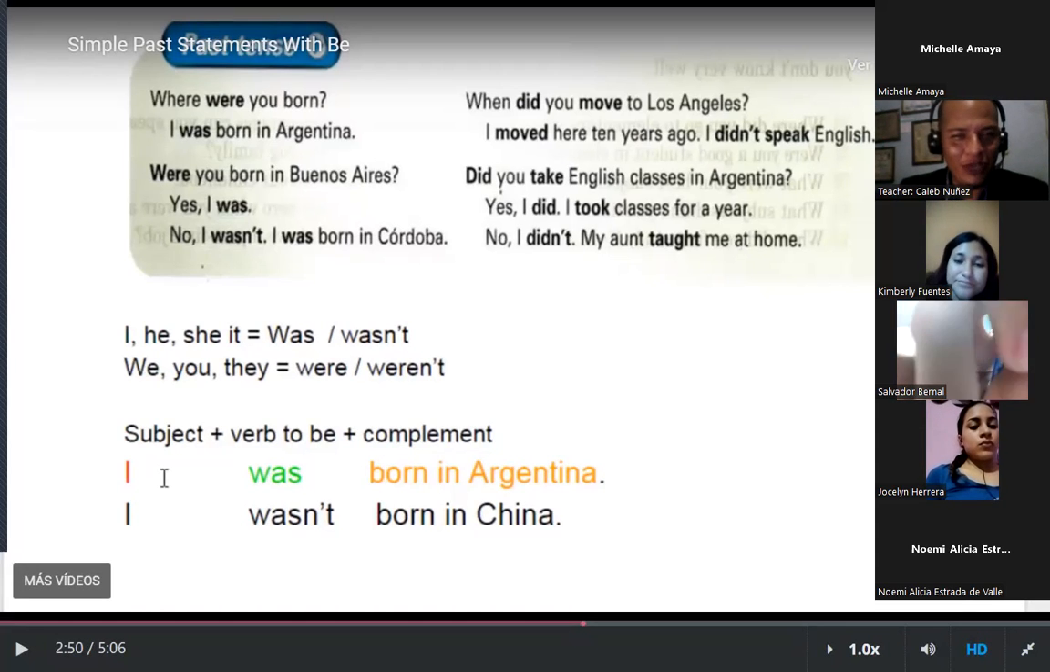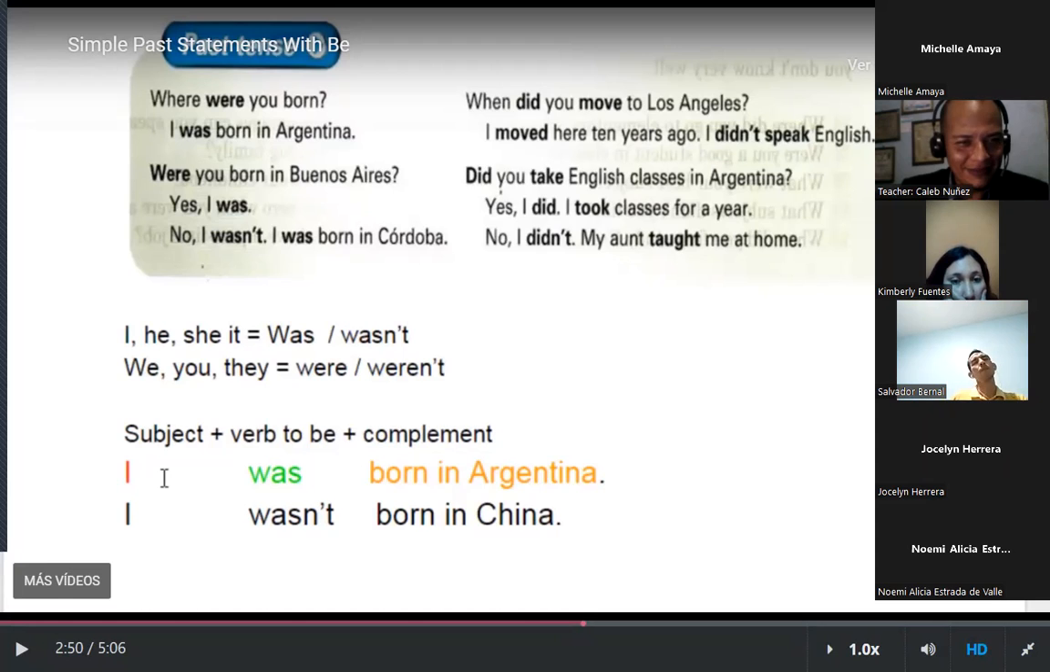Okay, let's go with Noemi first and then we go with Francisco. Go ahead, Noemi. My grandmother was born in Coatepeque. My grandmother wasn't born in Chile. Good job, Noemi.